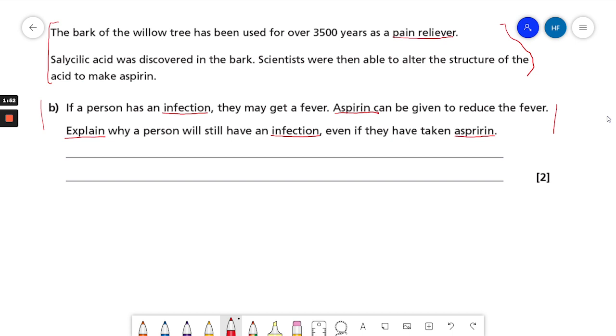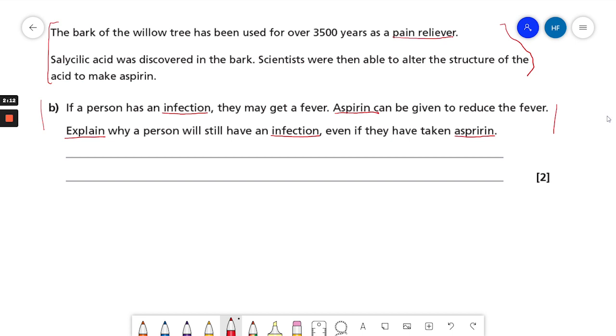But the key point here is that although they help reduce symptoms, they do not kill the pathogens. So a person that has a fever caused by an infection and then takes aspirin to feel better won't actually be treating the infection itself, just the symptoms, which in this case is the fever.